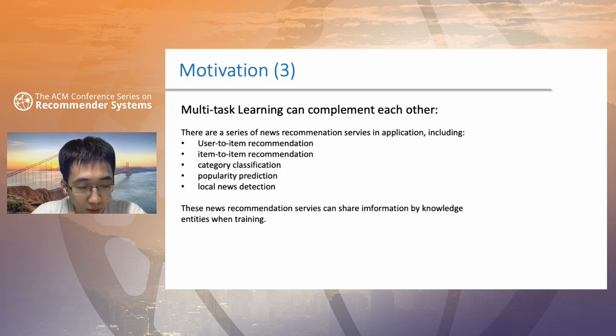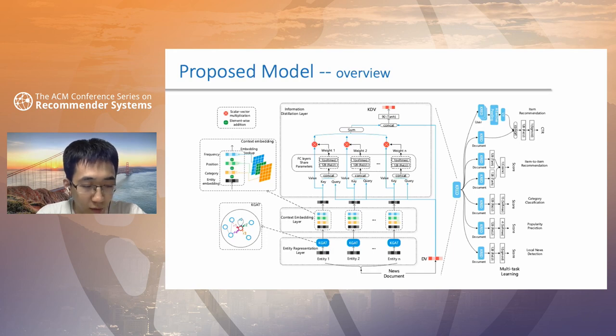And the news recommendation service in application not only includes user to item recommendation, we also have other news recommendation tasks like item to item recommendation, news category classification, news popularity prediction, and the local news detection tasks. These news recommendation tasks are related and can share some information between tasks by entity. So it is necessary to bring these tasks to training together. Here is the overview of our proposed model. Our model mainly consists of two parts. The representation enhanced part is the left part, and the multitask learning part is the right part of the figure. I will introduce them in detail.